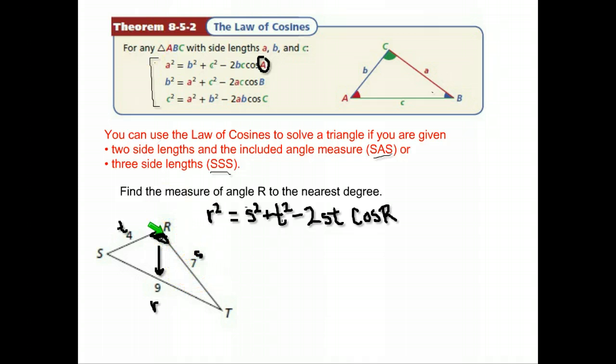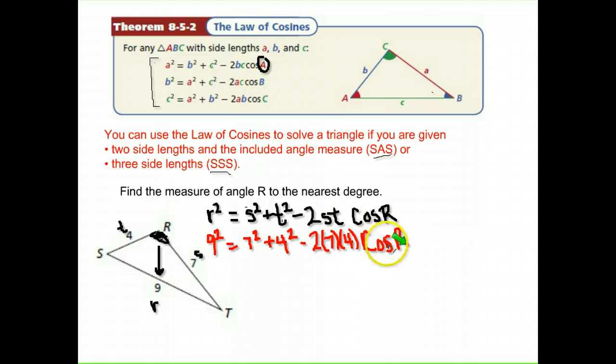Now we substitute in any information that we know. Okay, do we know little r? Yes, it's 9. So we have 9 squared equals, do we know little s, the length of our side s? Yep, it's 7 squared plus little t is 4 squared minus 2 times, and then s and t, so 2 times 7 times 4, and then times the cosine of R. Now, I don't know what R is. That's what I'm trying to figure out, so it just stays capital R.